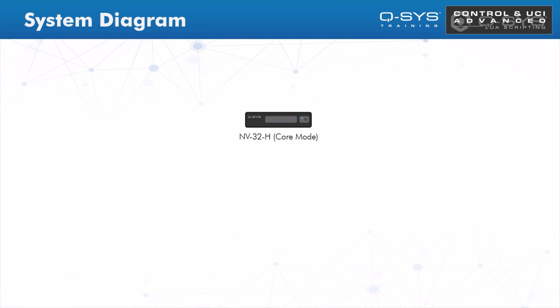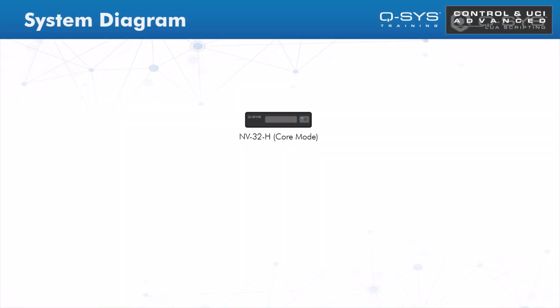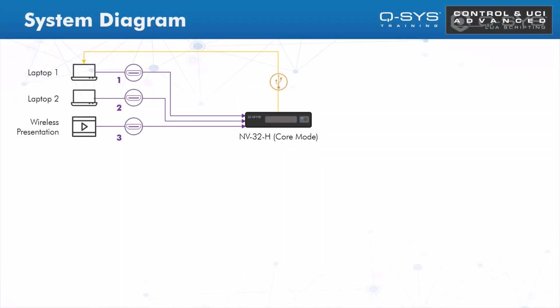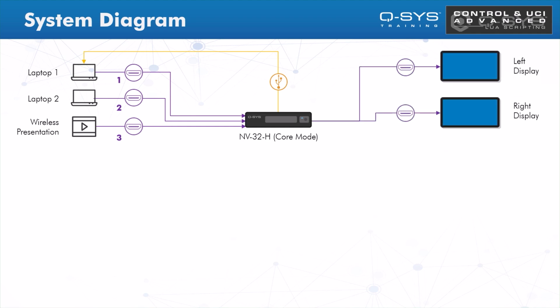The star of our show is the NV32H. Of course, NV means network video, 32 means 3 HDMI in, 2 HDMI out, and the H means HDMI. We're also going to run this beauty in core mode. So here we go. Here are our 3 laptops coming in over HDMI, 2 laptops, 1 wireless coming in HDMI. We're going to run USB back to laptop number 1 for bringing in the bridging. We also are going to feed our left and right displays over HDMI.